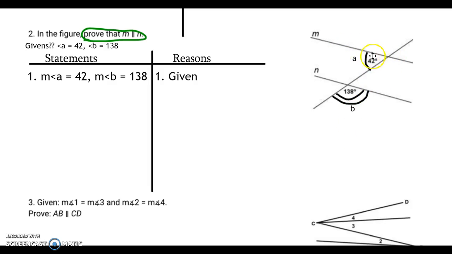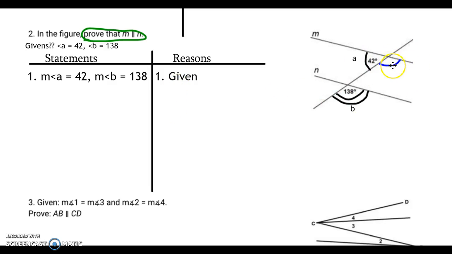As a note, whenever you're given information in a diagram, that's still given. And if they don't name the angles, give them a name. A and B is good enough. Measure of angle A is equal to 42. Measure of angle B is 138. That's given to us. It's in the diagram. We're allowed to use it.